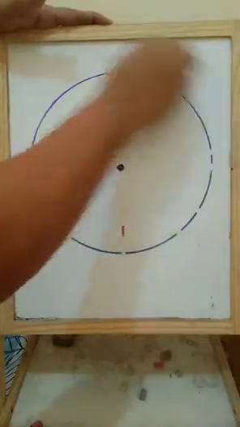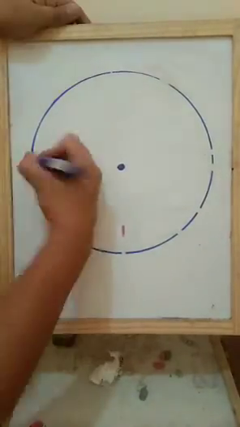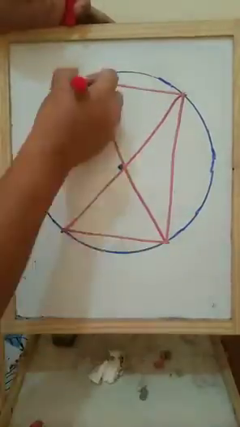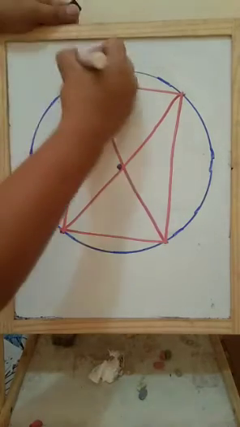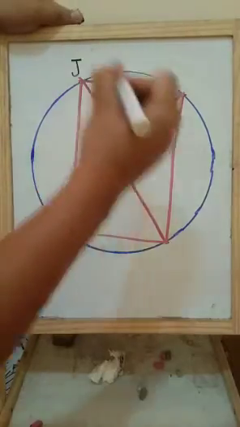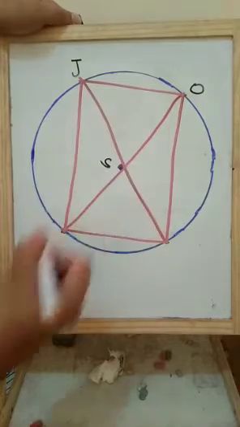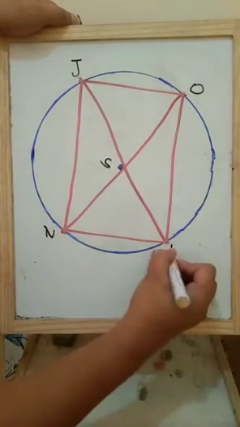Let's have some examples. Let's name the points as point J. Ito ay si J. Ito ay si O. Ito ay si S. Ito ay si N. Ito ay si I.